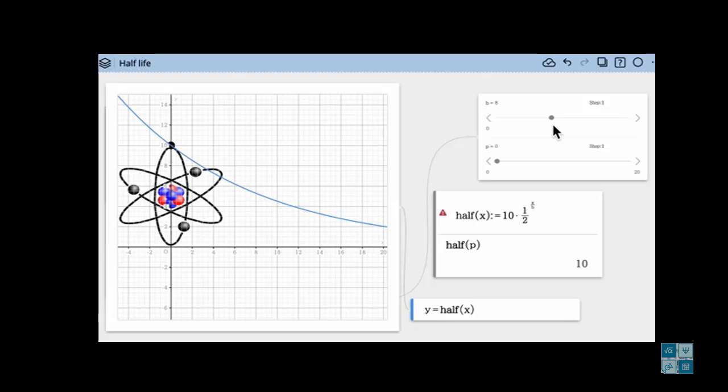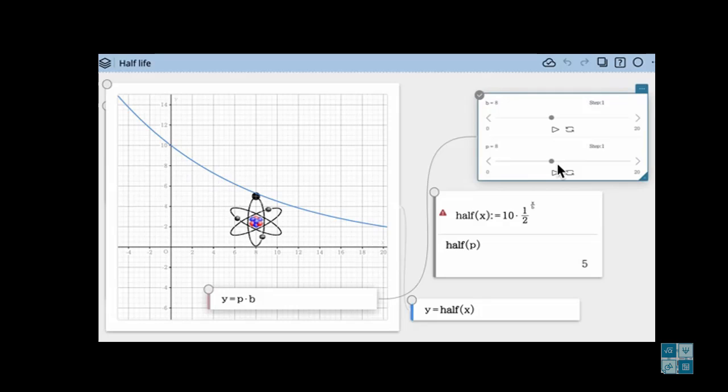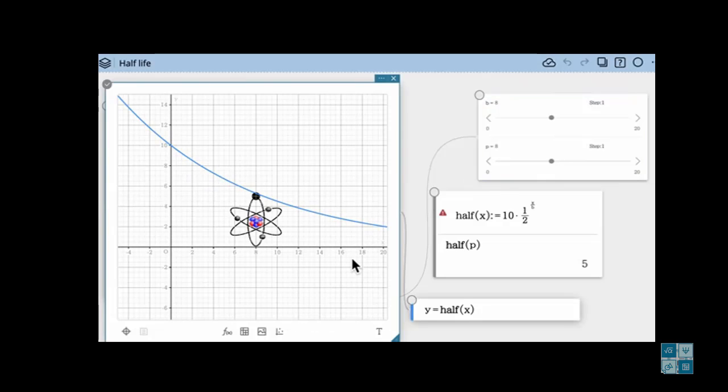So right now b is 8, so this picture should be about half the size when you slide over to 8. So I'll slide over to 8, and you'll be able to see that it shrinks the picture of the atom right along with the curve, and it's graphed right on the curve itself.